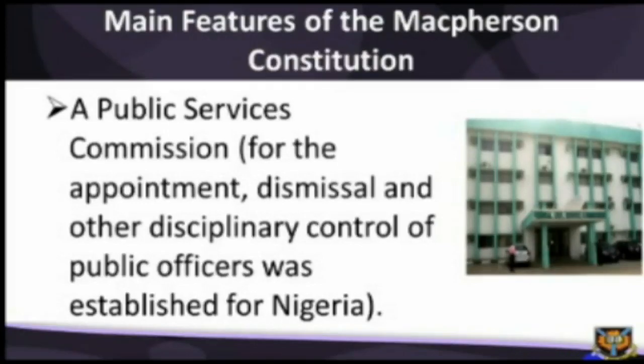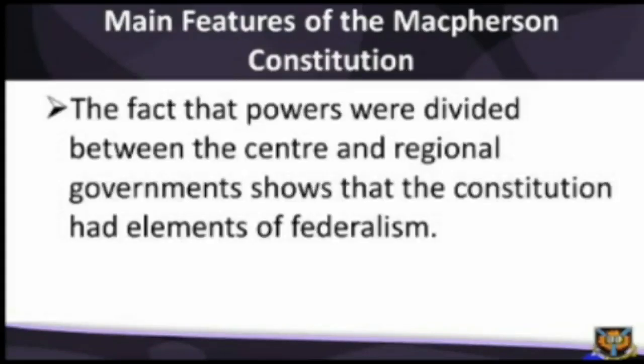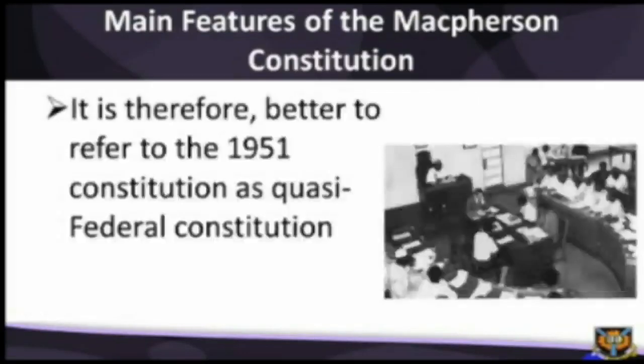In the 1951 Constitution, there was the predominance of the central government over regional governments, and as such, the Constitution contained elements of a unitary constitution. But the fact that powers were divided between the center and regional government shows that the Constitution had elements of federalism.